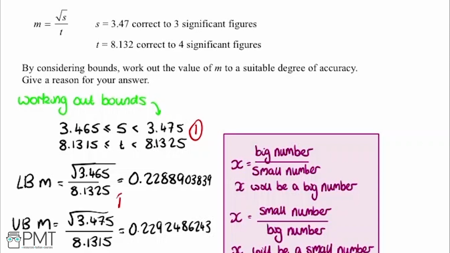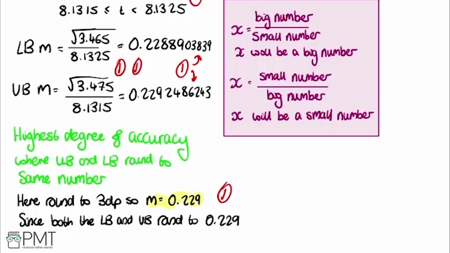We get a second mark for realising we need to sub a combination of the upper and lower bounds into the equation. And we get another mark for this part as well, for choosing the right combination to sub in to get the lower bound and upper bound. We get another mark for getting the correct values here. Then we get the final mark for our answer of 0.229 and our reasoning for all that.